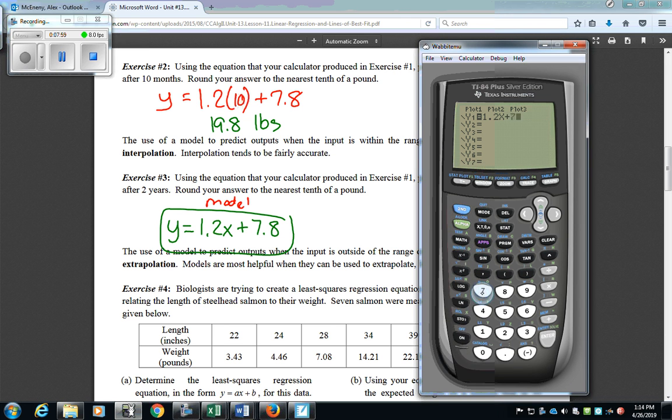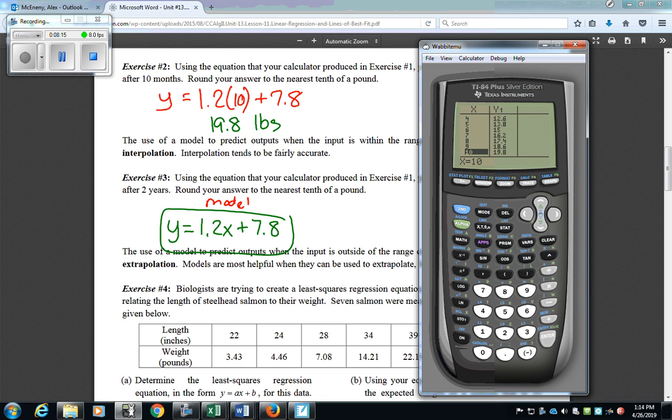The other way you can find it is if you take your model, put the model into the calculator, and then go to the table at 10, you'll see that answer of 19.8. And besides that one answer, you'll see every answer for every month as a prediction.